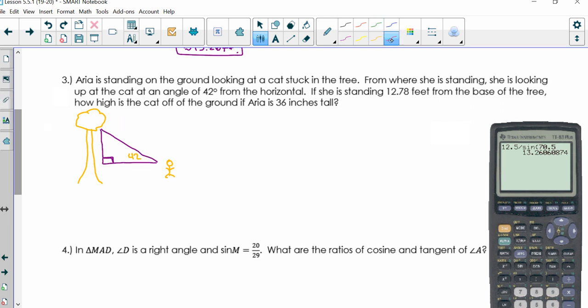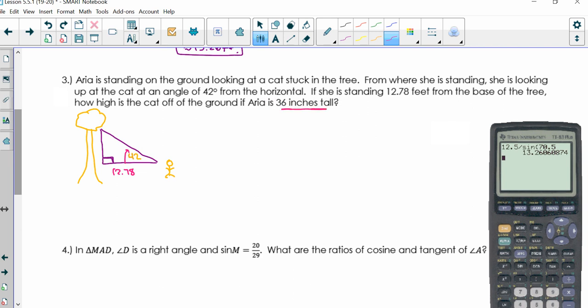Notice it says from the horizontal, meaning if she looks this way and then were to look up. If she's standing 12.78 feet from the base of the tree, that would be the distance from her all the way to the tree. So that would be 12.78. How high is the cat off the ground if Arya is 36 inches tall?